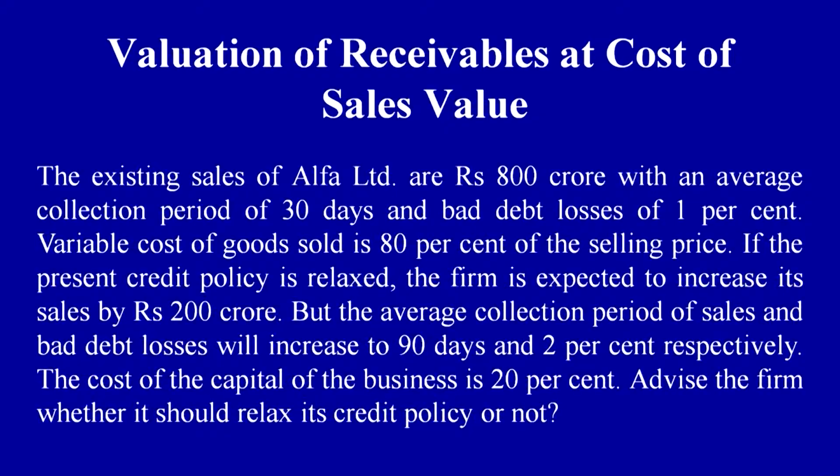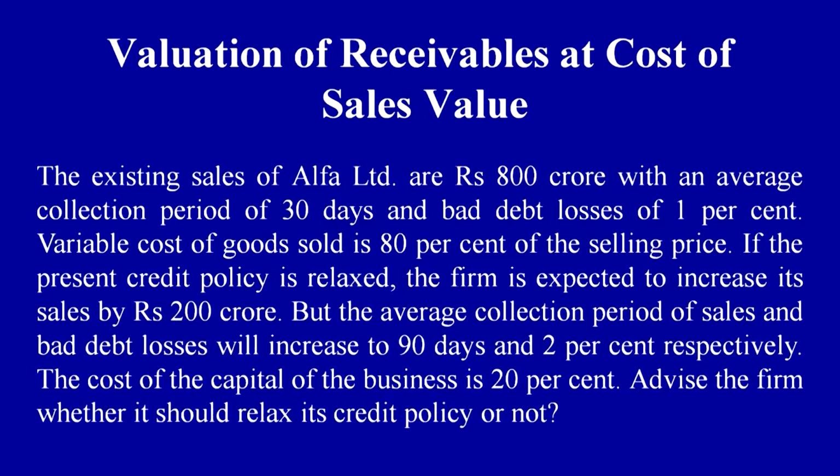The cost of capital of the business is 20%. So it means when the company is making additional sales worth 200 crores, they will have to make additional investment in the receivables, and for that they will have to bear the additional investment cost. Advise the firm whether it should relax its credit policy or not. Means whether they should go for additional 200 crores of credit sales or not, and that is only possible if the credit policy is relaxed and this entire 200 crores of sales is on credit.